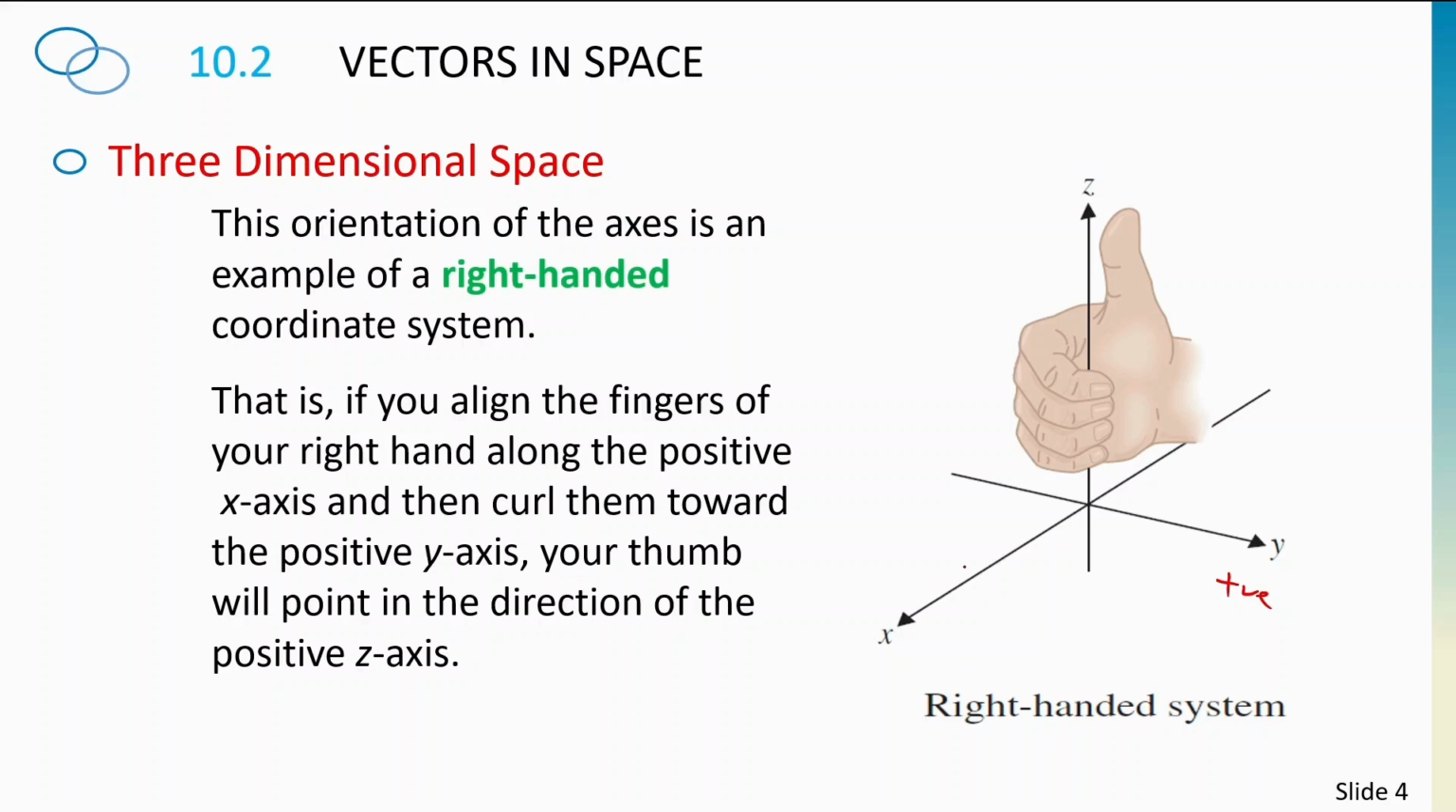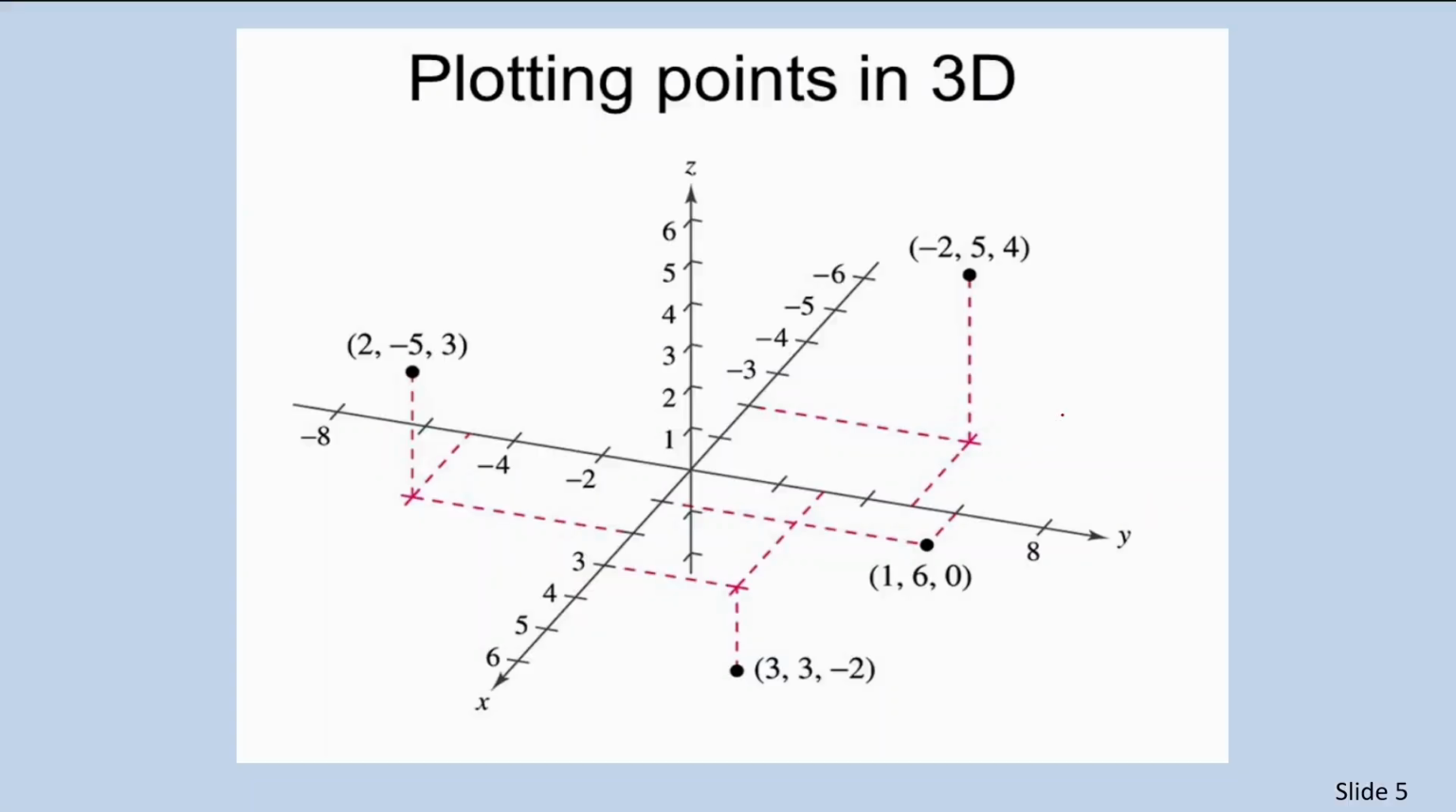So this is the positive x. Your fingers, if you roll them, curl them toward the positive y-axis, and the thumb is toward the positive z-axis.